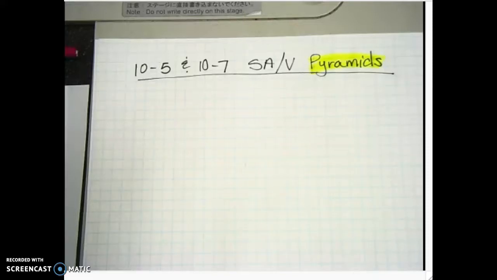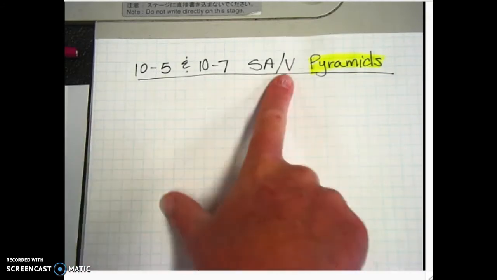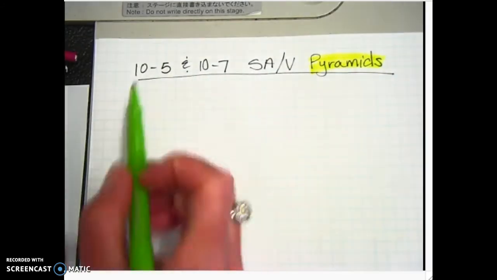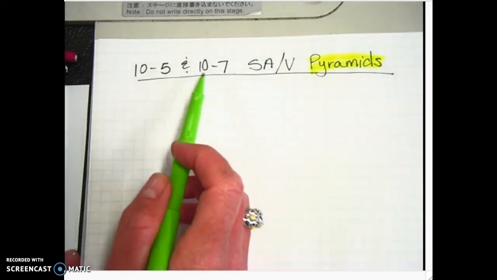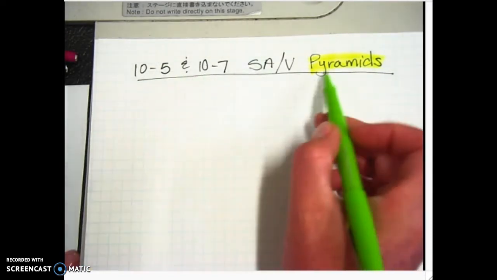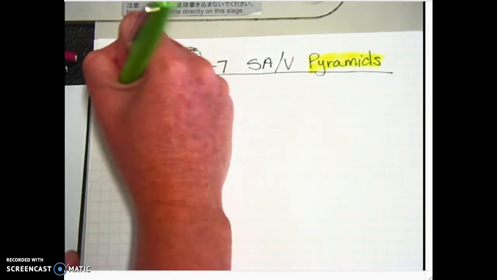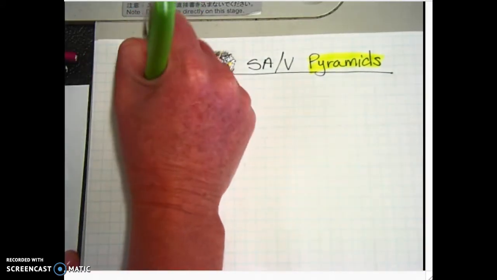So today we're looking at sections 10.5 and 10.7, which is going to cover the surface area and volume for pyramids. 10.5 and 10.7 is also going to cover cones, but if you have a highlighter, highlight pyramids. We're going to look at a couple examples, starting with example 1.